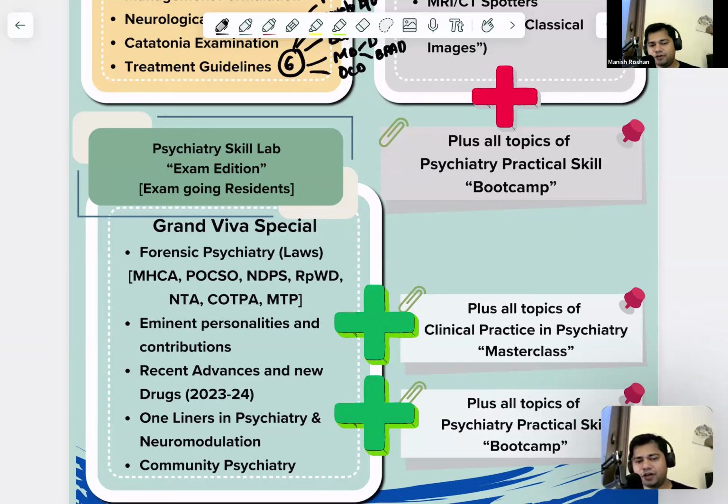After that, we'll be looking at various important one-liners. Around 50 of them are there. We'll be going through that. These are all special one-liners which are expected to be asked. Then we'll be looking at the neuromodulation part.